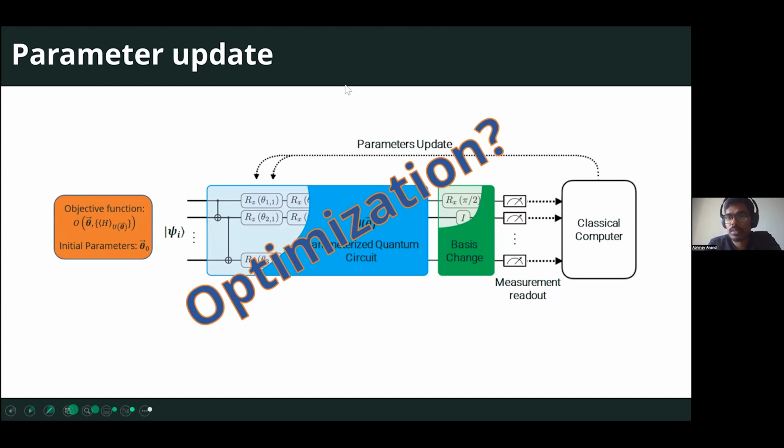I was hearing some feedback. No, okay, sorry. Yeah, so we still need to reduce the cost of measurement.